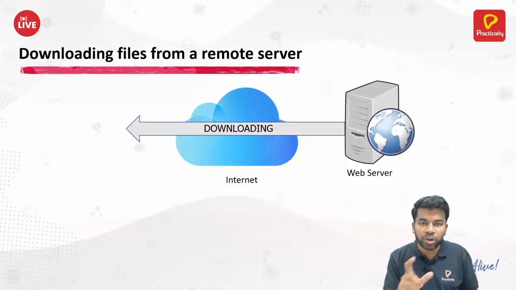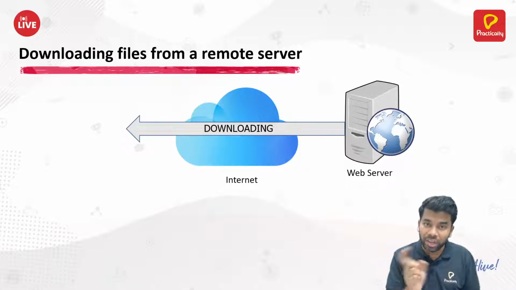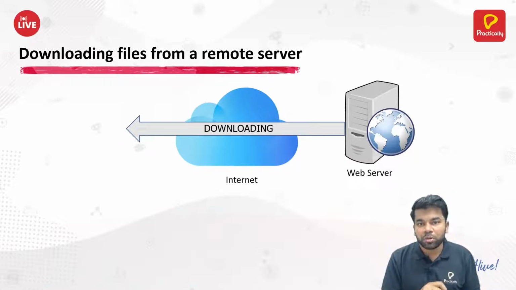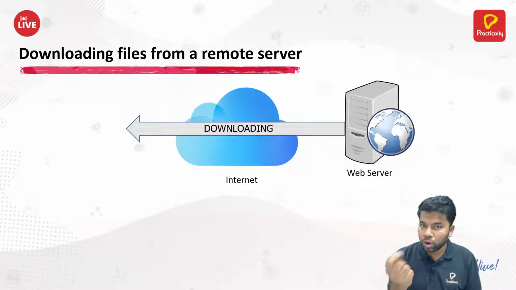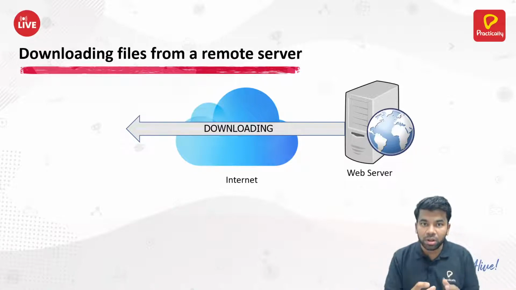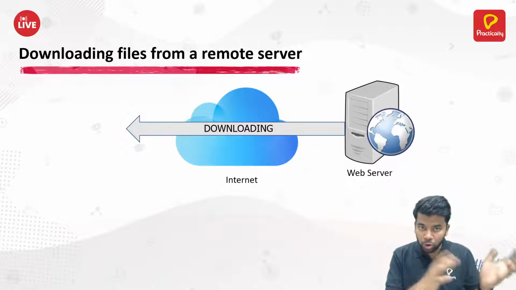Suppose I have uploaded one video file, one video lecture, on Google Drive, and I have sent you that Google Drive link. What you will do is go to that link, click on it, and download that video to your computer system. Now that video is available on your computer system. Once you download it, you can access that video without using internet. This is called downloading.